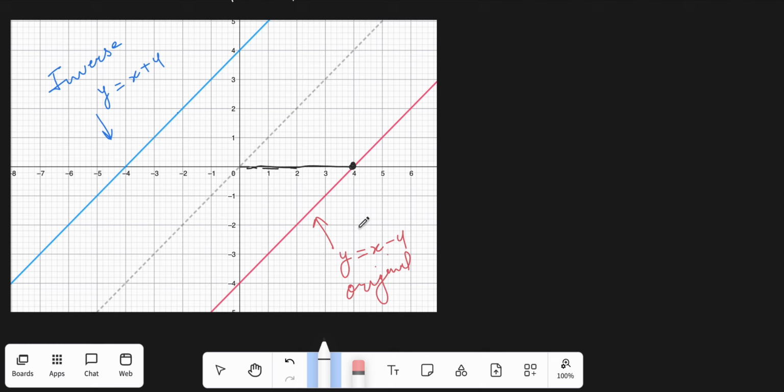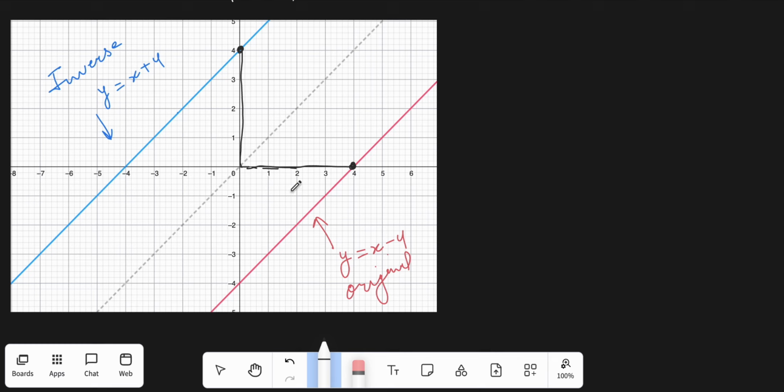What our new function, the inverse function, should do is that at 0, it should give you 4. Because what our original function does is at x is equal to 4, it gives you 0. So at 0, the inverse function should give you 4. If we substitute 0 over here, we get 0 plus 4, which is 4. So as we can see, at 0, it gives us 4.